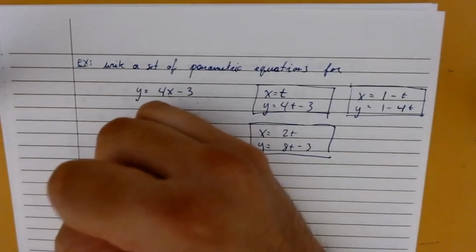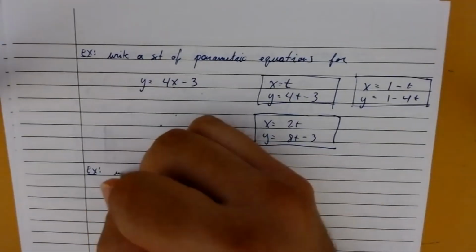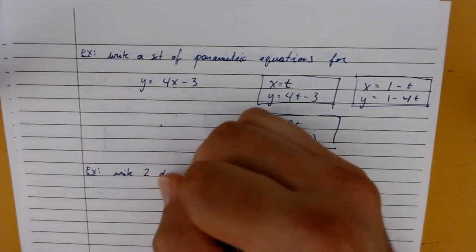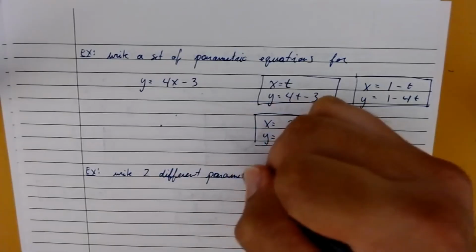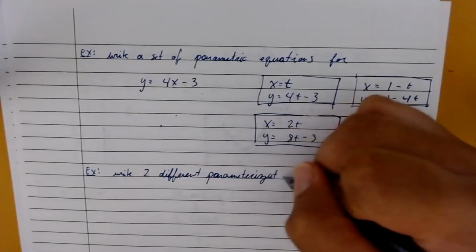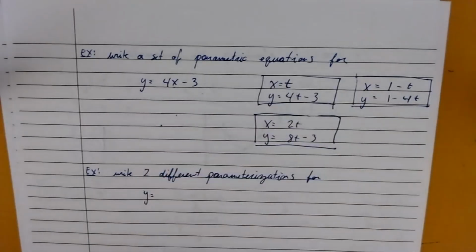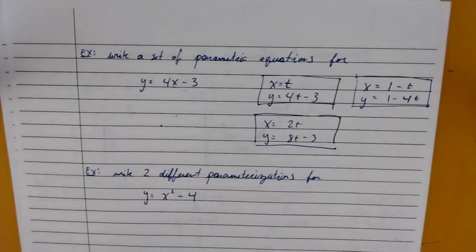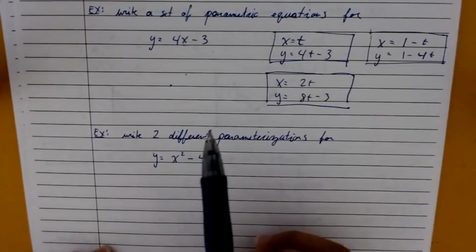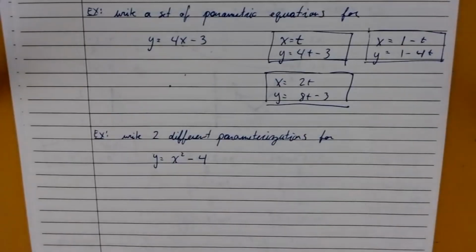You might wish to give this a try, and this is about as simple as it looks. Go ahead and write 2 different parameterizations for the equation y equals, or let's say, x squared minus 4. Okay? Give 2 different parameterizations. Go ahead and pause the video and give yourself whatever time you need. And once you're done, go ahead and unpause and we can finish this off together.